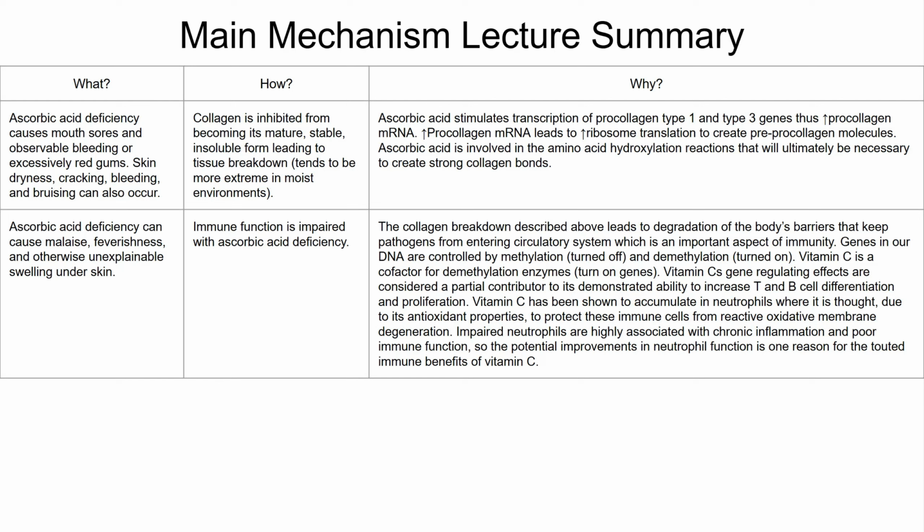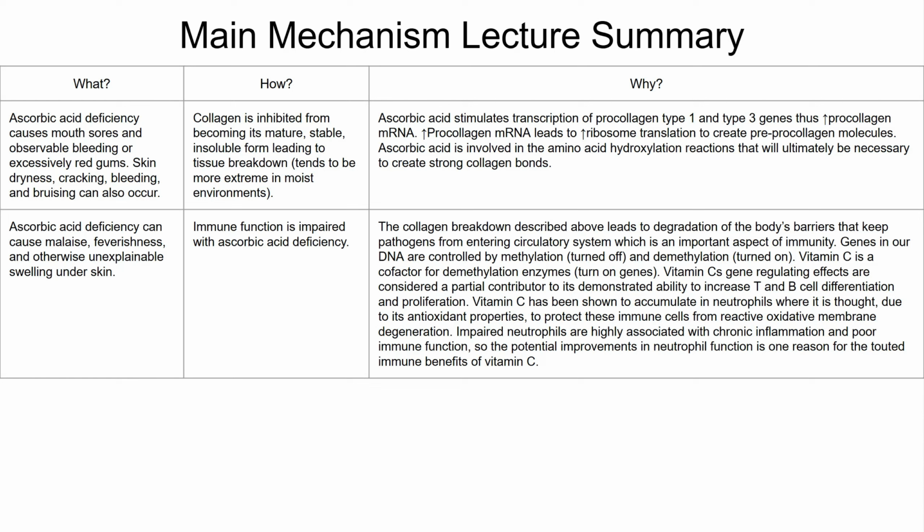The main takeaways as far as the what, why, and how behind the presentation is that excessively dry skin, bloody and red gums, and mouth sores are integumentary and oral findings that are to be expected, as well as malaise, feverishness, and swelling under the skin. The integumentary findings are from collagen being inhibited from becoming its mature form due to impaired collagen cross-linking from decreased transcription for procollagen mRNA, as well as decreased hydroxylation of amino acids involved in collagen cross-linking, which is important for creating a strong collagen triple helix formation.